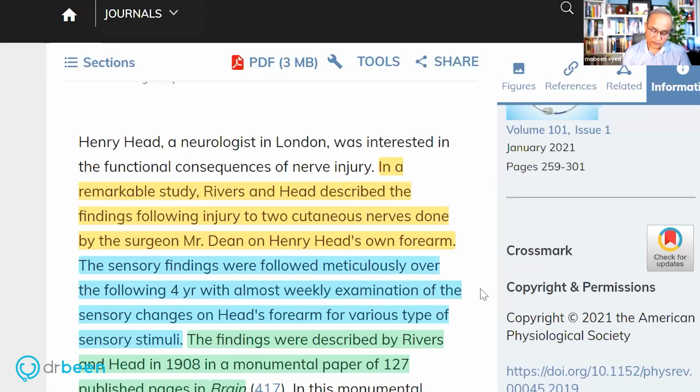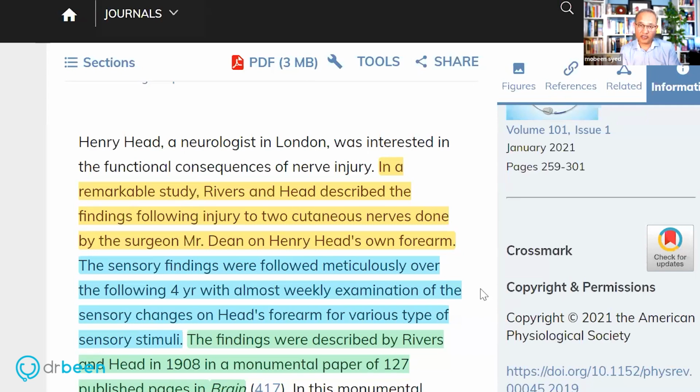So Henry went to Mr. Dean and said, "Can you cut two nerves in my forearm? And then we will observe those nerves and see how they are healing, and are they correctly healing, or are they now misfiring and misconnected? What is going to happen?" They wanted to see that.